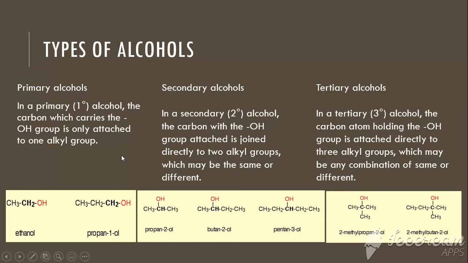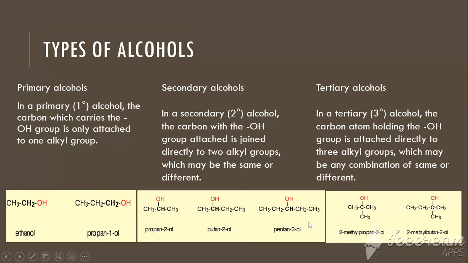In secondary alcohols, the carbon with the OH group is attached directly to two alkyl groups, which may be the same or different. So propan-2-ol, butan-2-ol, and pentan-3-ol. So you can see where they're all attached.